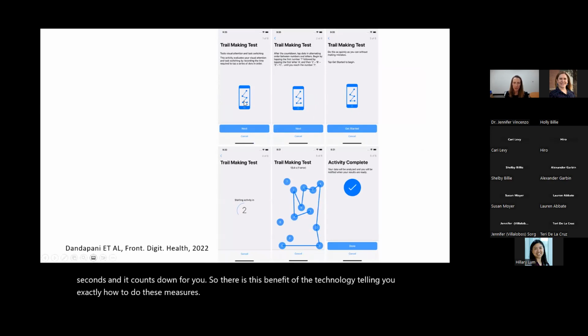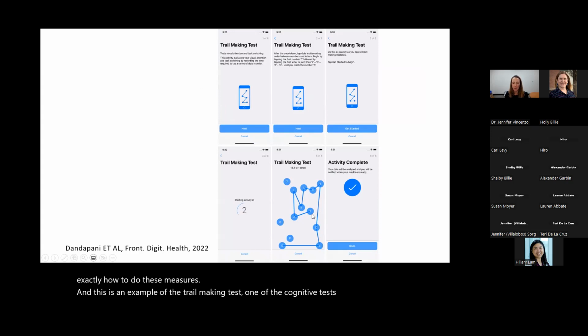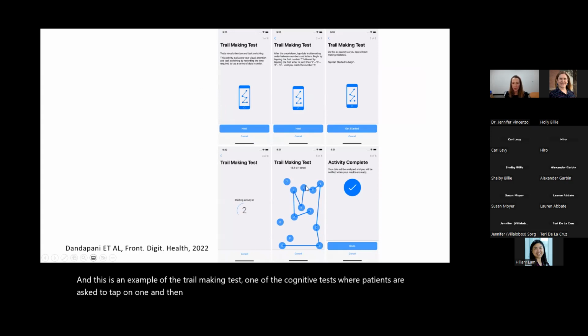And this is an example of the trail making test, one of the cognitive tests, where patients are asked to tap on 1 and then A, 2 and then B, 3 and then C, and then it tells you when the activity is complete.